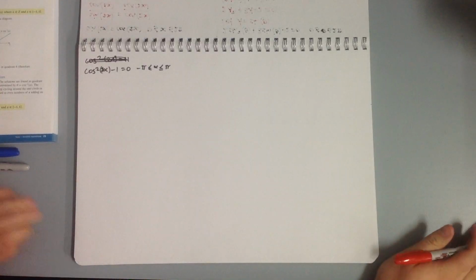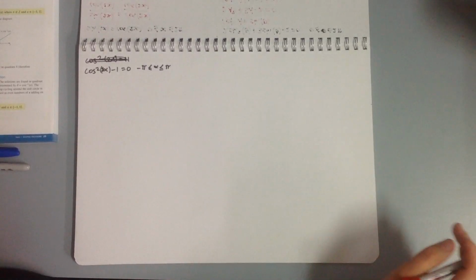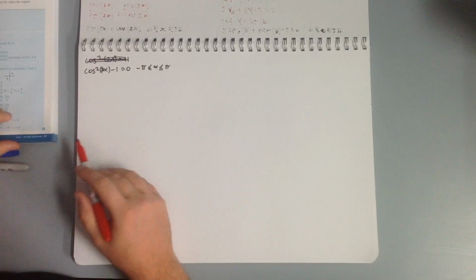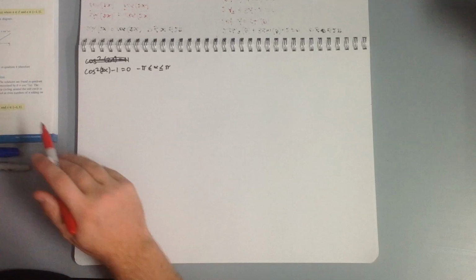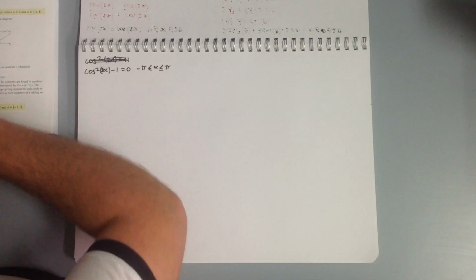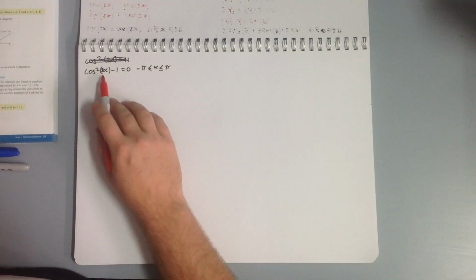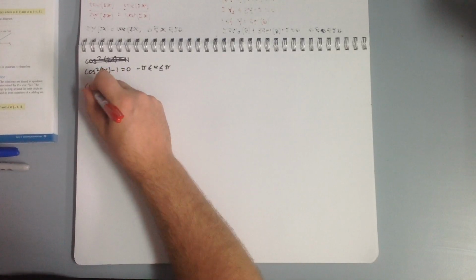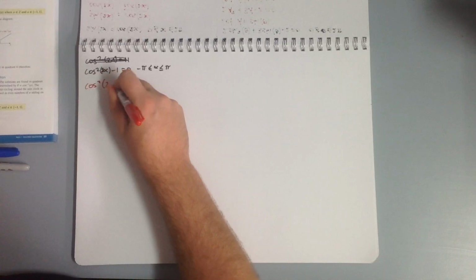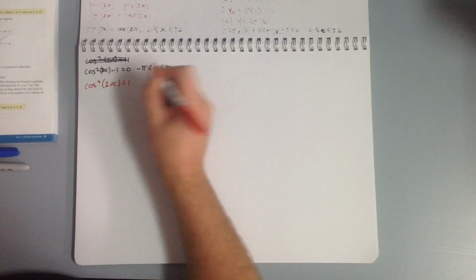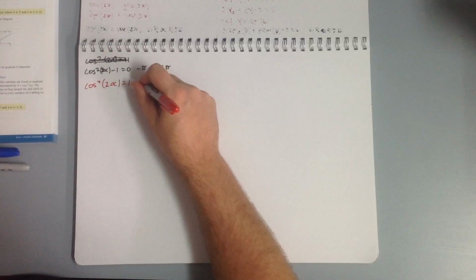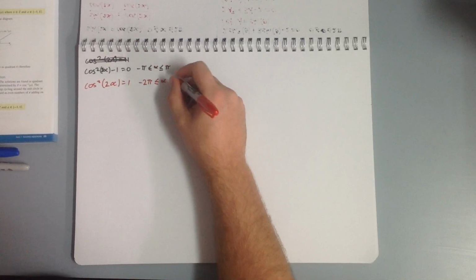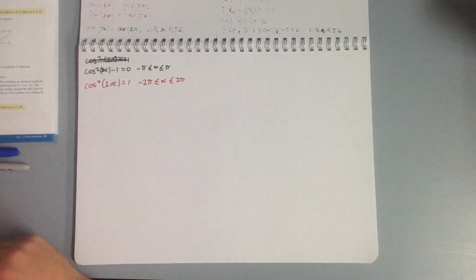Right, one more that's a little bit different here. So we've got cos squared of 2 alpha take 1 equals 0. So for this one, we want to multiply our domain like we usually would. Or actually, we might rearrange a little bit first. So we've got cos squared of 2 alpha equals 1. Multiply our domain by 2, so we get negative 2 pi to alpha to 2 pi.